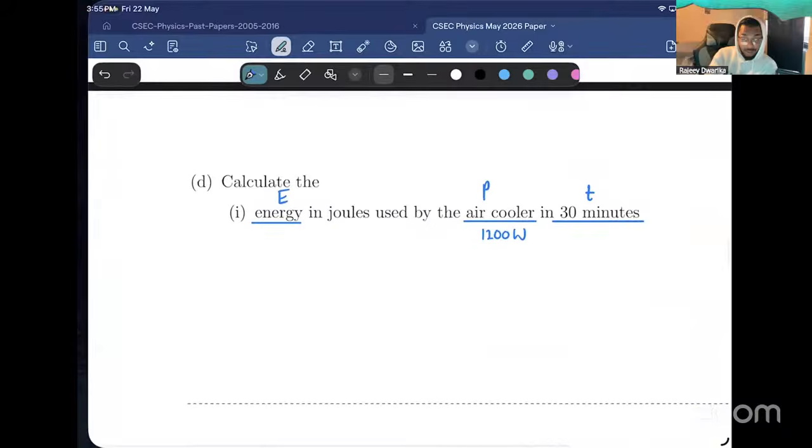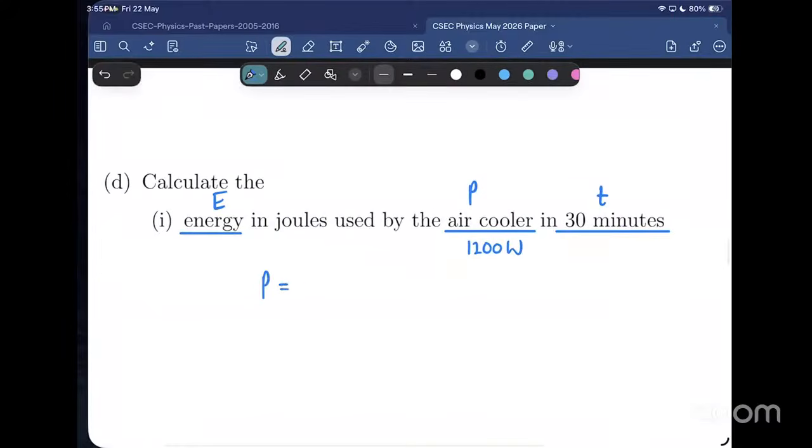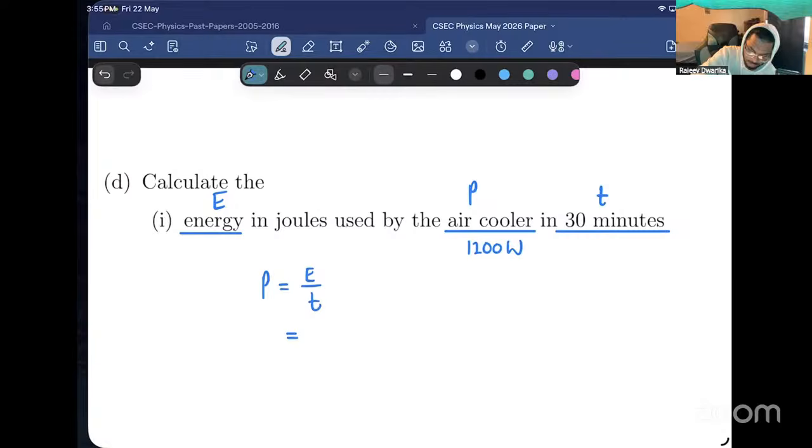So what formula would have E, P and T in it? Power is equal to energy over time. We make energy the subject, so I can multiply both sides by T. The T would cancel off here, and whatever I do on one side, I do on the other side. So PT is equal to E. So I could just write E is equal to PT.